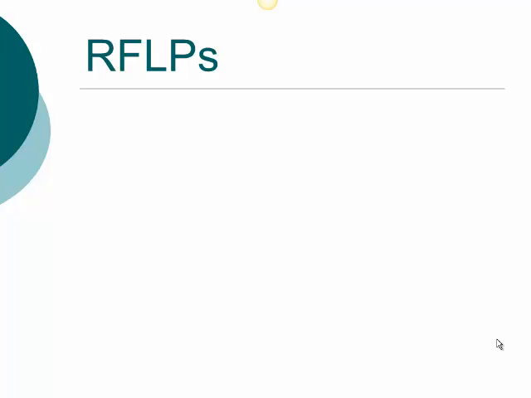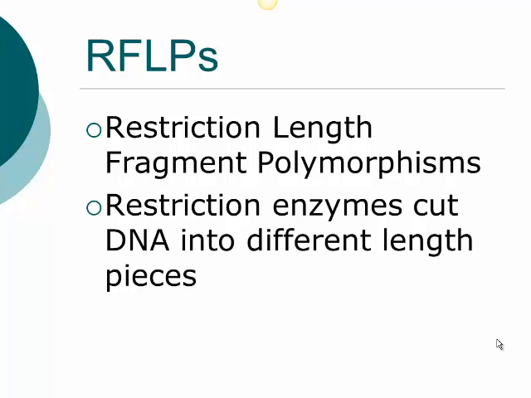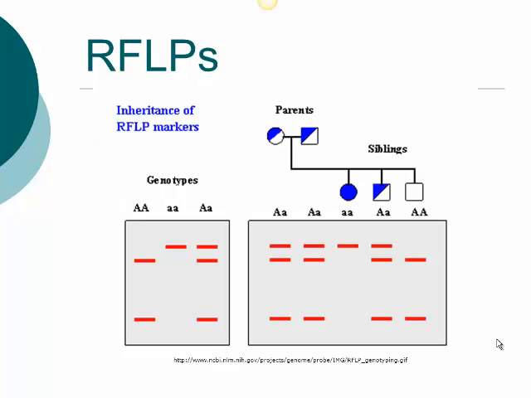Well, now we can look at something called a RFLP. RFLP stands for Restriction Fragment Length Polymorphism. That's a mouthful. Well, what does that mean? Well, restriction enzymes cut DNA into different length pieces. So they'll cut wherever there's a palindrome, and in between those palindromes are different length segments of DNA.